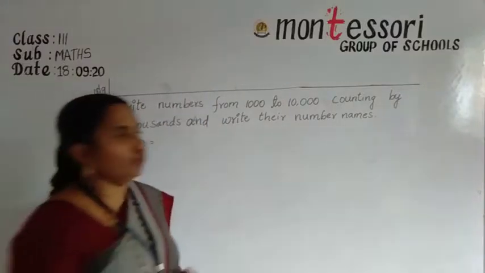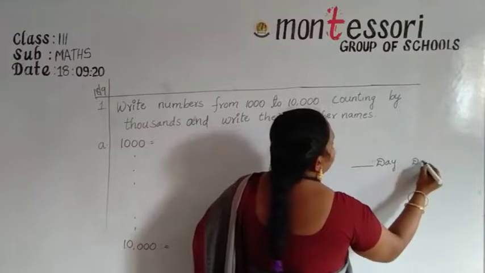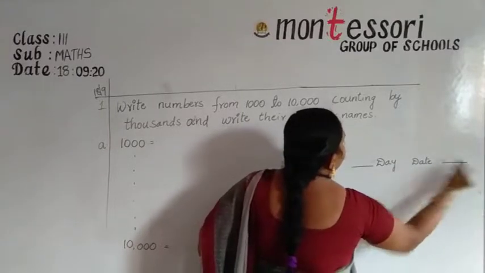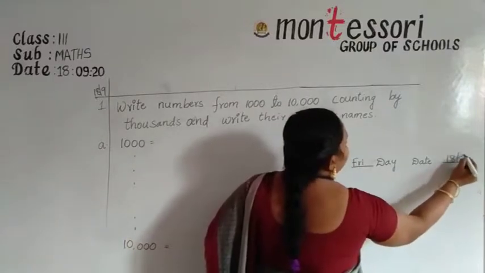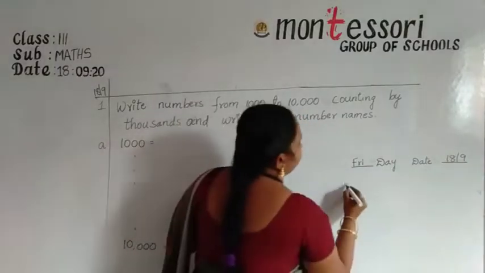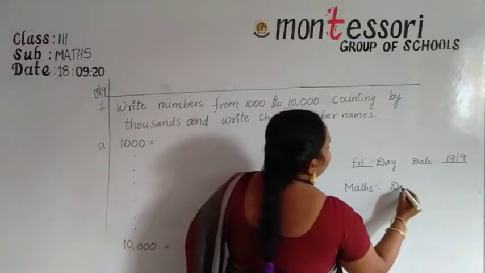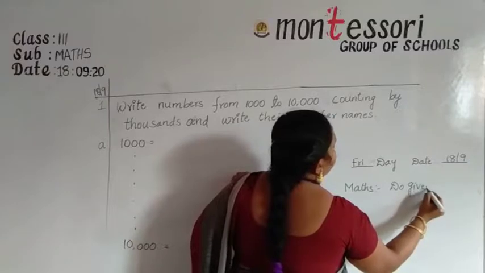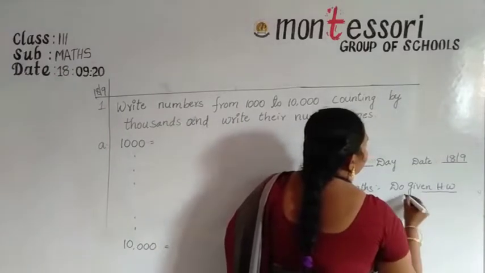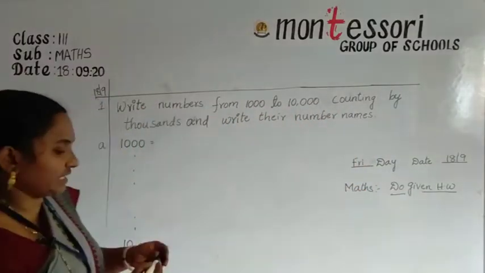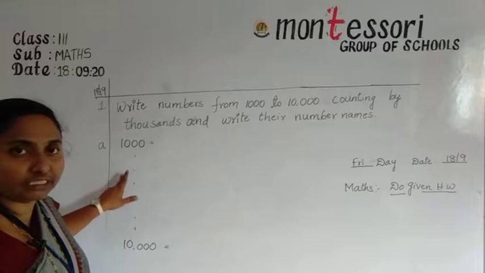Now take your diary, all of you. Day, Friday, date 18/9. And diary work: do the given homework. Once again I repeat, students, here you can write only 1000, 2000, 3000, likewise.